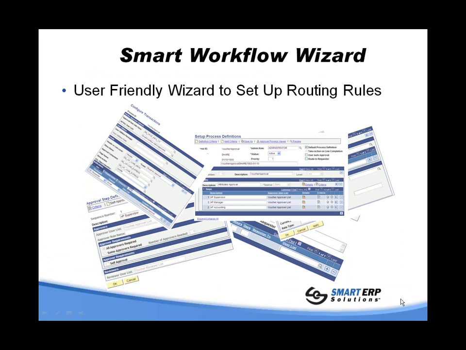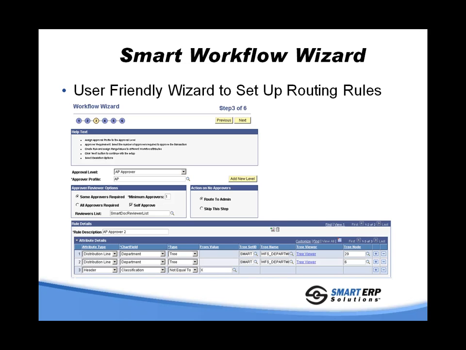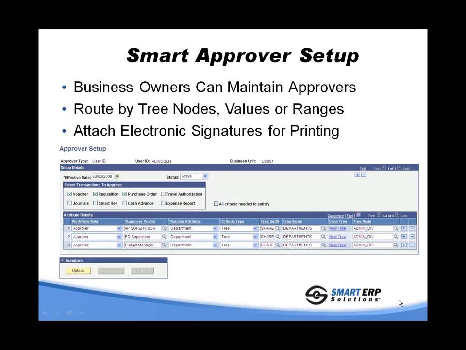With Smart Workflow, you get a friendly wizard to set up routing rules, which turn this cluttered look into a nice, easy to follow, user-friendly interface where you define your routing rules. Smart Workflow has a common Smart Approver setup, no matter if you're approving AP vouchers, POs, budget transfers, doesn't matter. You set the user up in one place with their authorized values. Business owners can easily take ownership of this module. You can route by tree nodes, values, or ranges, and you can actually attach electronic signatures for printing.